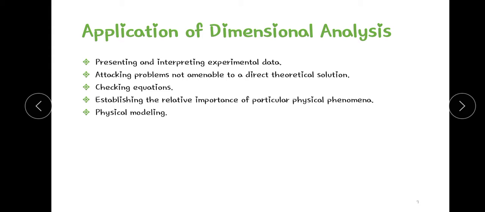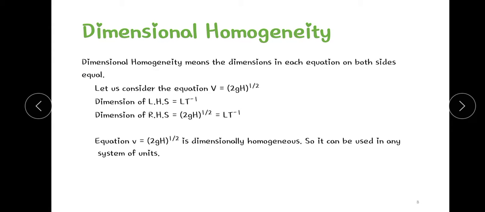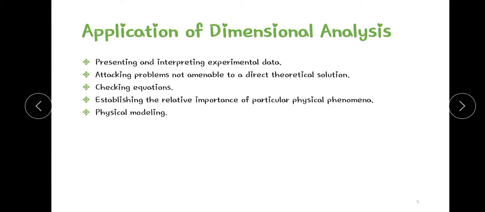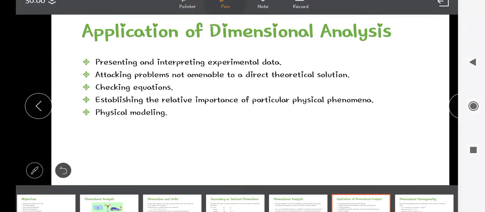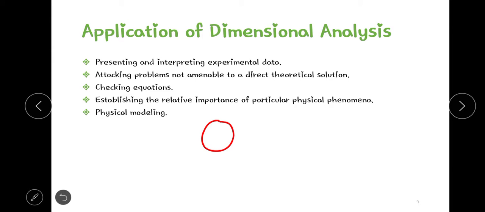Dimensional homogeneity, establishing the relative importance of particular physical phenomena, and last, physical modeling. So these are some of the applications of dimensional analysis. Now also a simple example to demonstrate these things. Suppose we have a smooth cylinder.